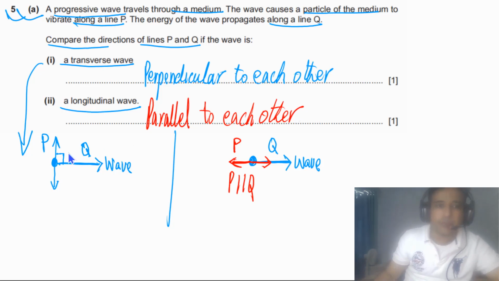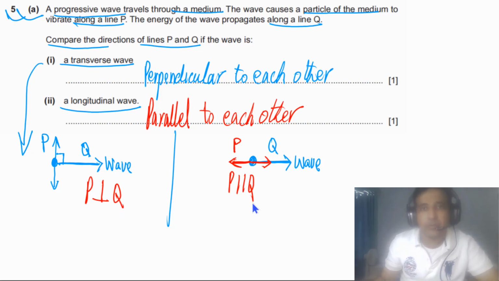So this is what we need to write down: P is perpendicular to Q for transverse waves, and for longitudinal waves these lines are parallel to each other. This question has 2 marks. If you have written these 2 points, you will get 2 B marks.